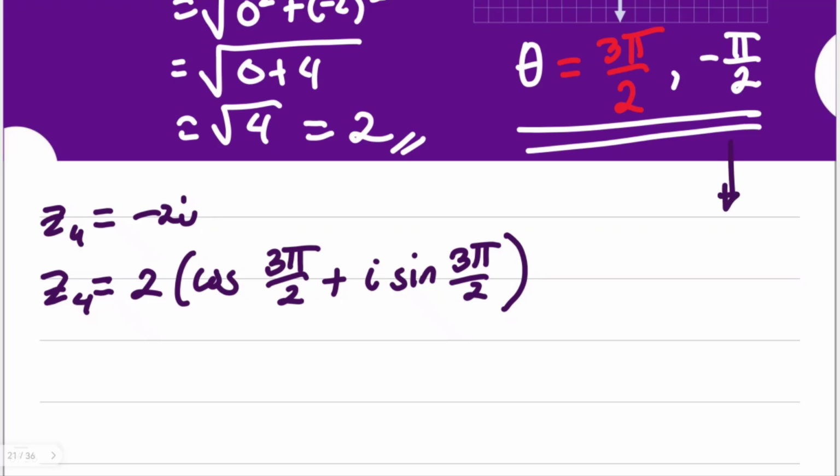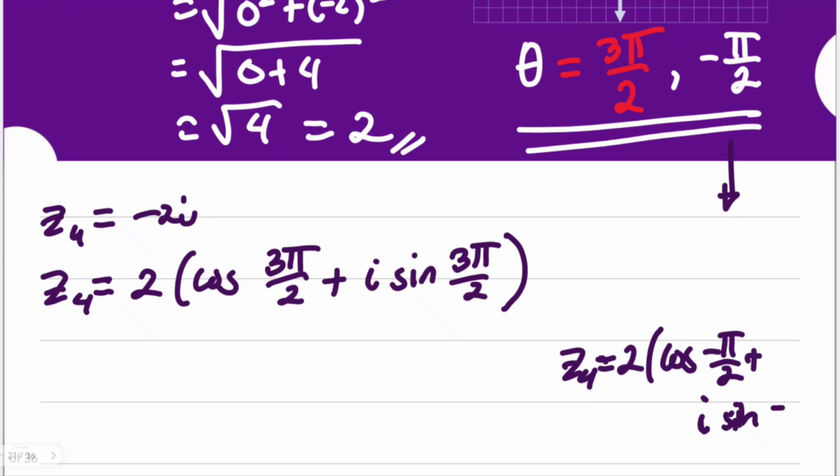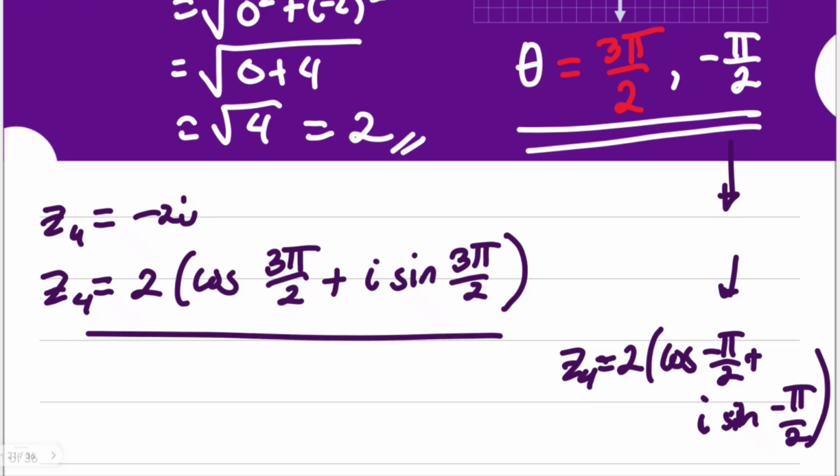So you can also form it like z sub 4 is twice cosine of negative pi halves plus i sine of negative pi halves. Both of them are acceptable, but some references would not use this because it's negative. Some references would use it because it's simpler and it's smaller than 3 pi over 2. But let's stick to 3 pi over 2 because, if possible, we would like positive angles.